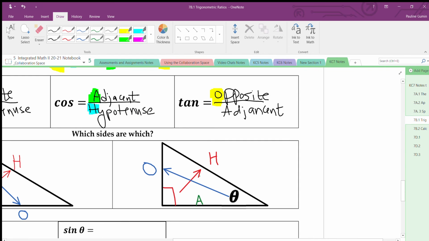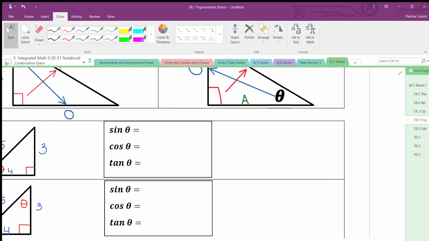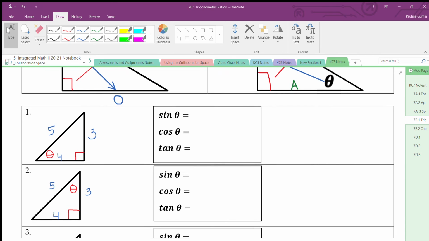Now let's apply that to some triangles. So here are two triangles that are the same size because that's how I labeled them. Their theta, the angle that I'm looking at, is different each time though. So let's see how this turns out.